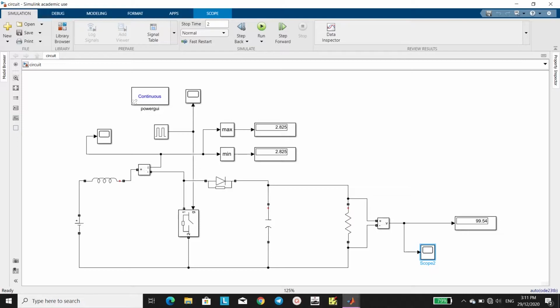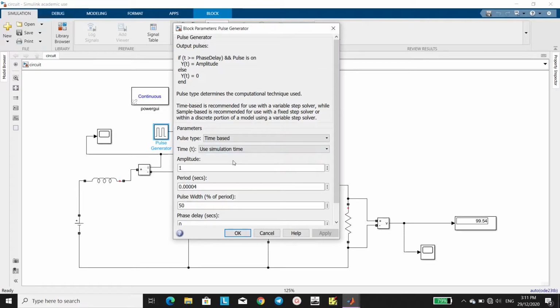I would like to show how to get the waveform for the duty cycle and the waveform for the output voltage. Okay, first is setting the boost generator. Our frequency is 25 kHz. The period is equal to 1 over frequency. 1 over 25 kHz is equal to 0.00004. The amplitude is 1.